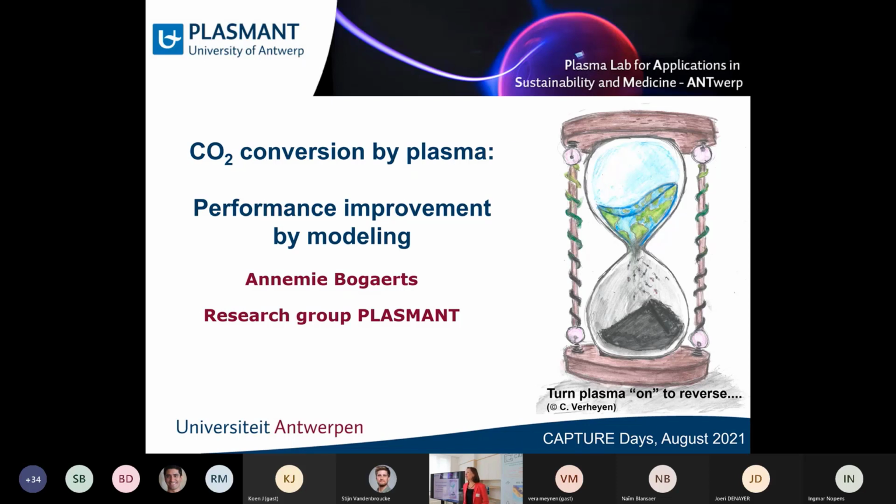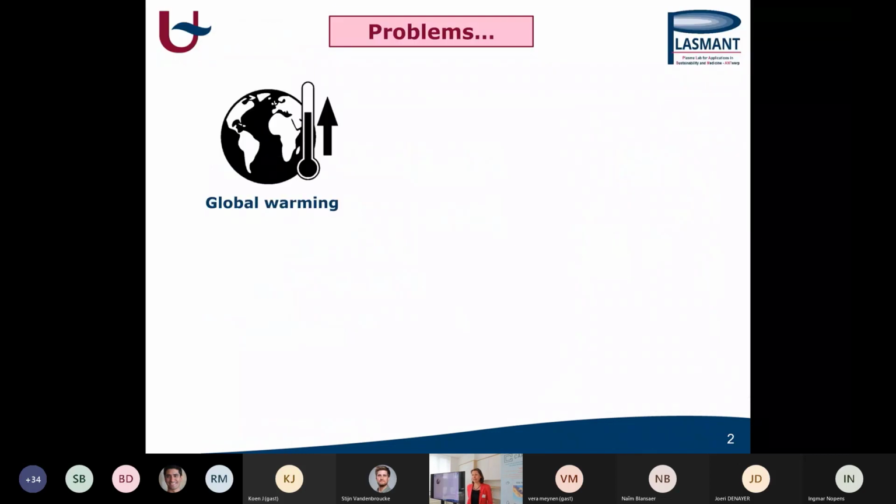So indeed, I will talk about using plasma for using the CO2 and converting it into useful chemicals. And I will show especially how we can improve the performance by modeling. Yeah, so this is just very quickly about the problems.